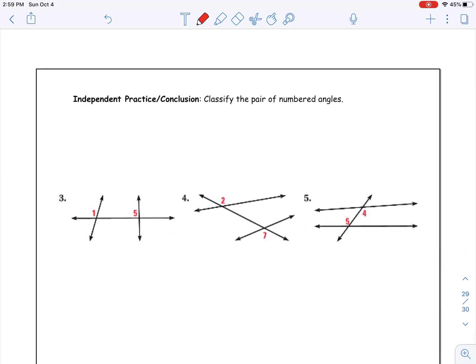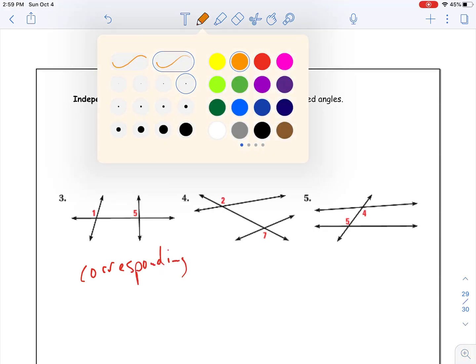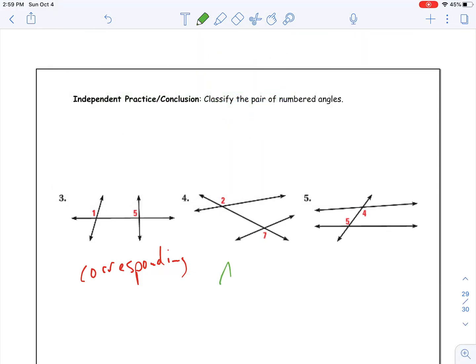Your last question says classify the pair of numbered angles. 1 and 5 would be corresponding. 2 and 7 are alternate exterior angles. 4 and 5 are alternate interior angles. Right? We need to be able to identify these because as we progress here, these certain types of angles are going to have certain relationships that we need to make sure we know about. Right? And that's going to be the key as we start here.